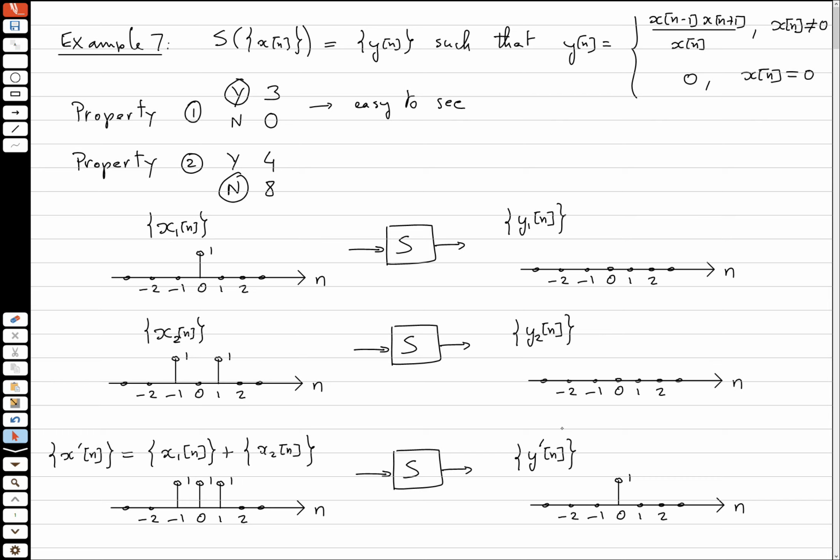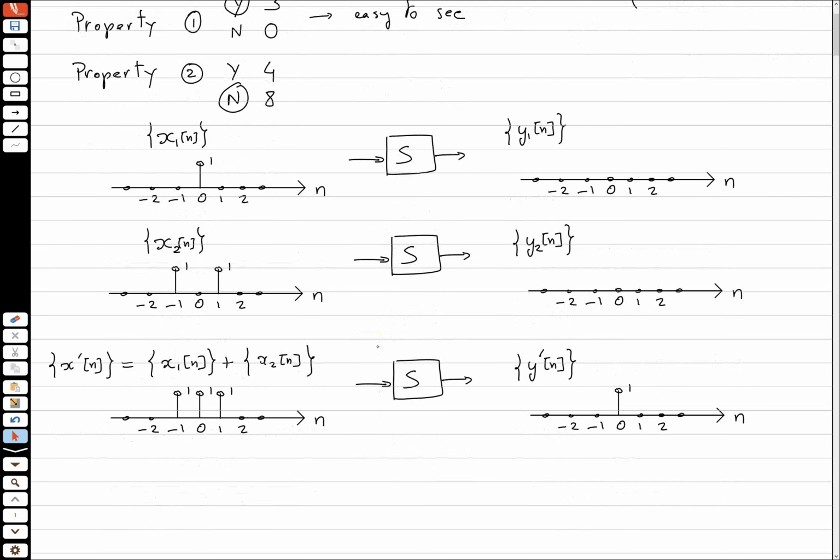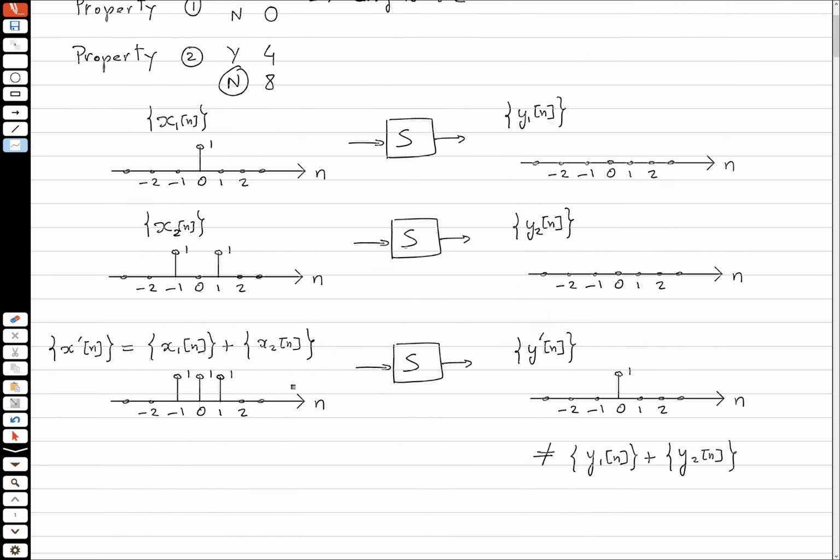So now what is the test? What is the test to perform? Is whether this is the sum of these two. Is it the case? No. So it fails. Now, this is different from this. So property 2 fails.